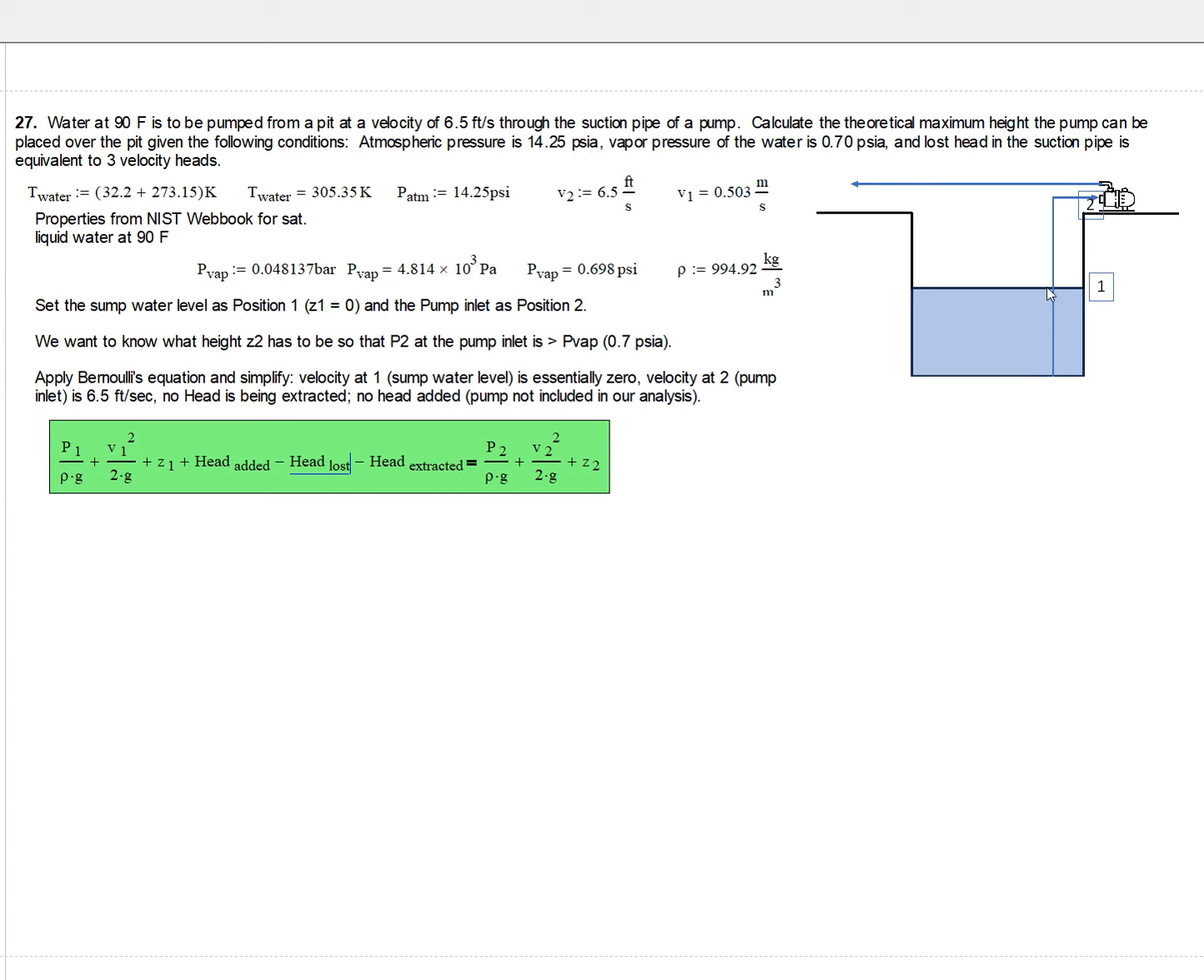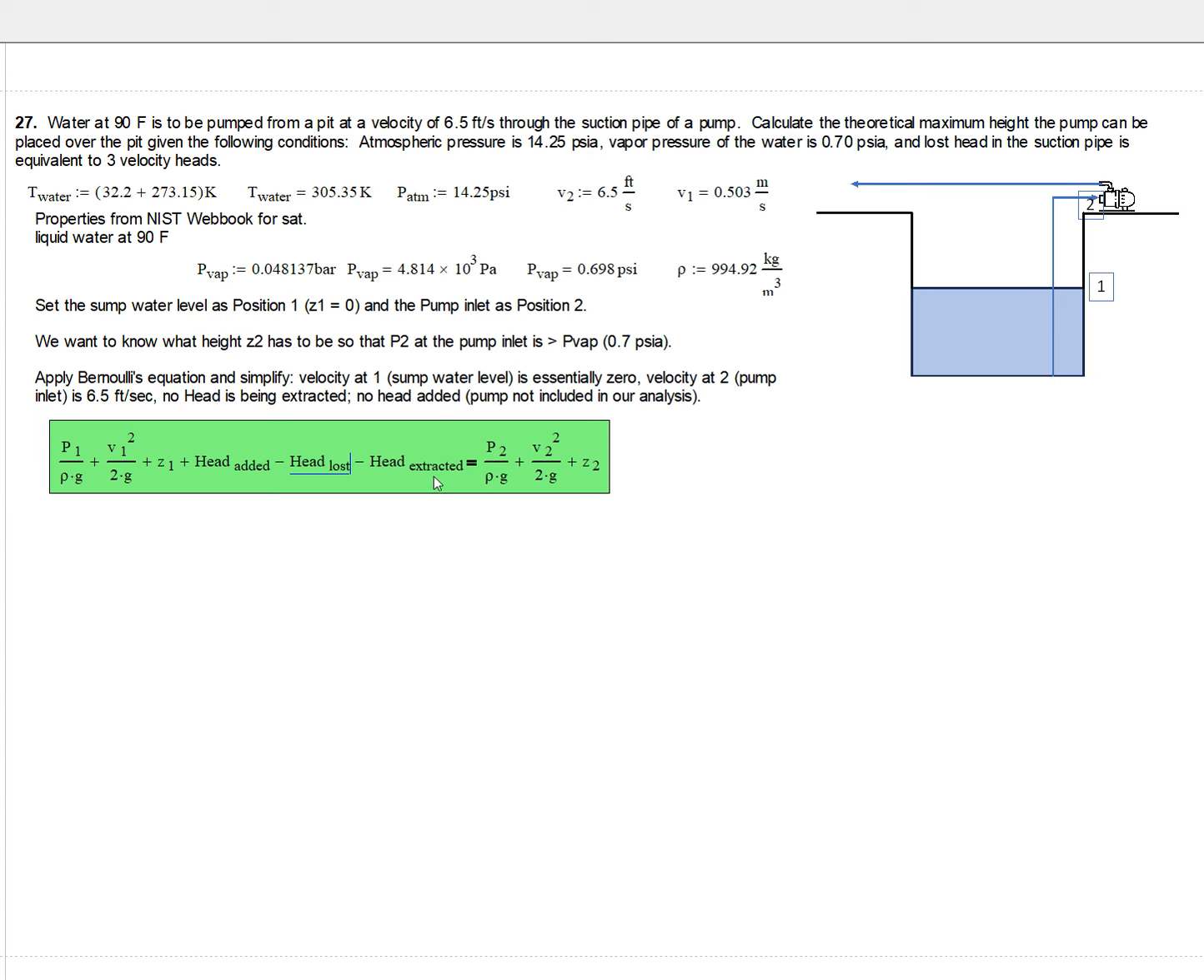What about head loss? Head loss is due to friction of the flow in the pipes. We are not told anything about the inner diameter of the pipe. We're not told anything about any kinds of fittings, valves, bends, or elbows. But we are told that the frictional loss is equal to 3 velocity heads. Your textbook talks about how to deal with that, and we'll talk about that in just a minute. But that's what our head loss term is going to be.